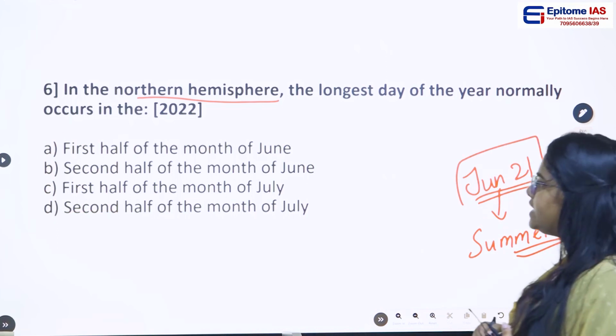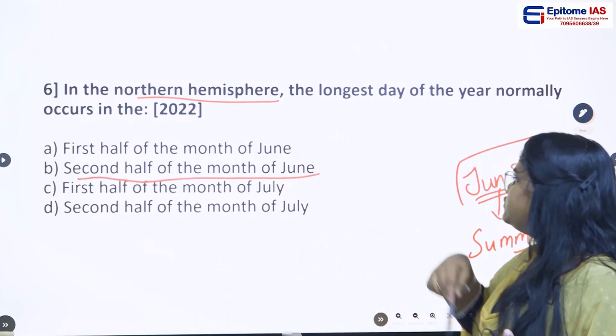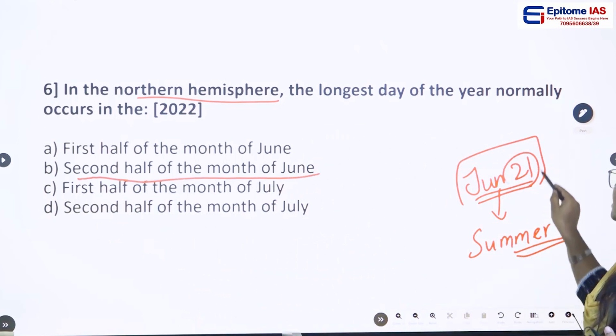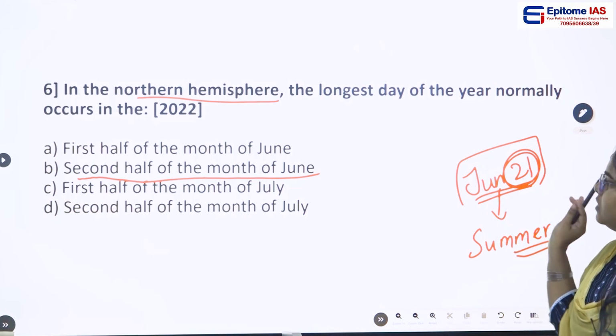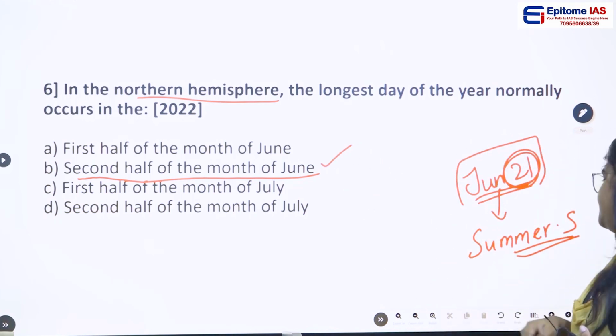So what would be the correct answer? If you see option B, second half of the month of June. June 21 is in the second half of the month of June. So the correct answer would be option B.